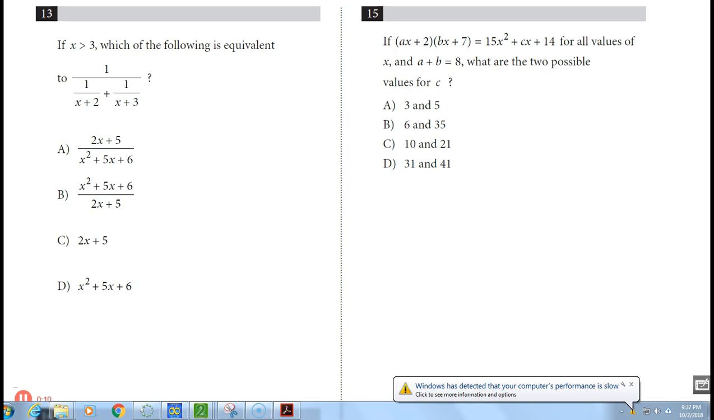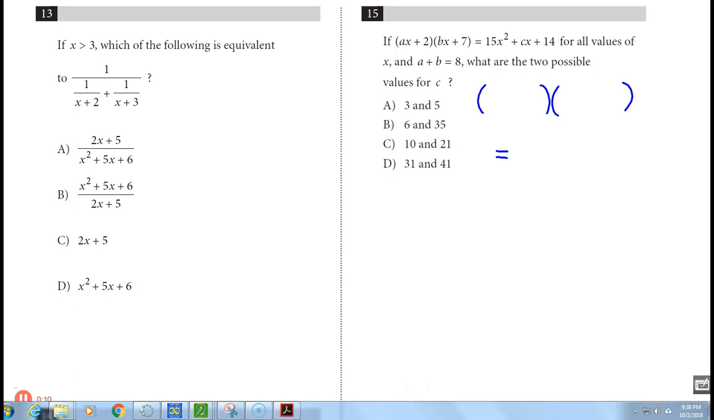So it basically says if ax plus 2 multiplied by bx plus 7 equals 15x squared plus cx plus 14, and then they say a plus b equals 8, what are 2 possible values for c? There is a lot going on in this question. So the first thing I want to get to is this. I know that when I multiply 2 pieces, if that's going to come out to be 15x squared, and let's just deal with the plus 14 because these 2 pieces are important.